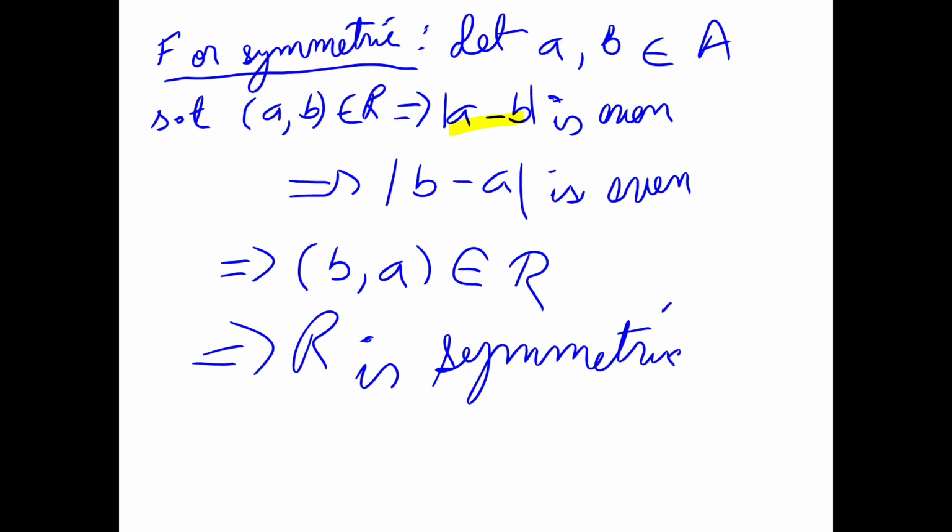Symmetric is checked, and reflexive we check. For transitive, we check: if there are at least three elements such that the first element is related to the second element, and the second element is related to the third element, then we check whether the first and third are related.